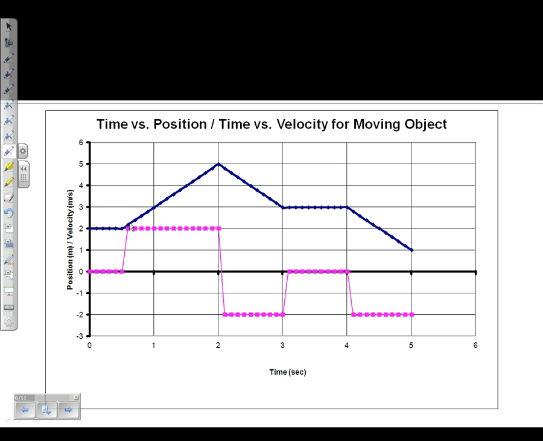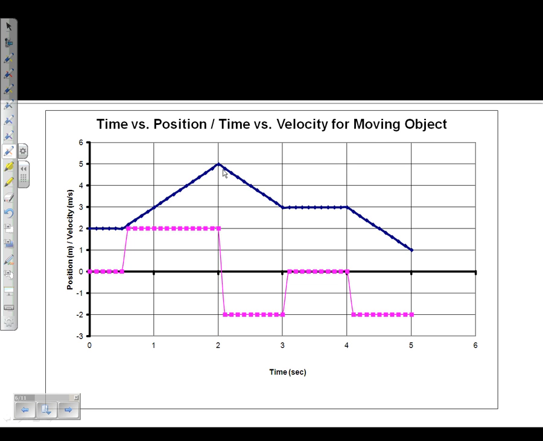Now, from 1.5 seconds to 2 seconds, this object has a constant velocity. How do I know? Well, the position keeps increasing at a nice constant rate, but more importantly, the slope of this graph is constant during that time. If you do a little rise over run, you should see that the slope of that graph is 2, so we have a constant value of 2 through that time.